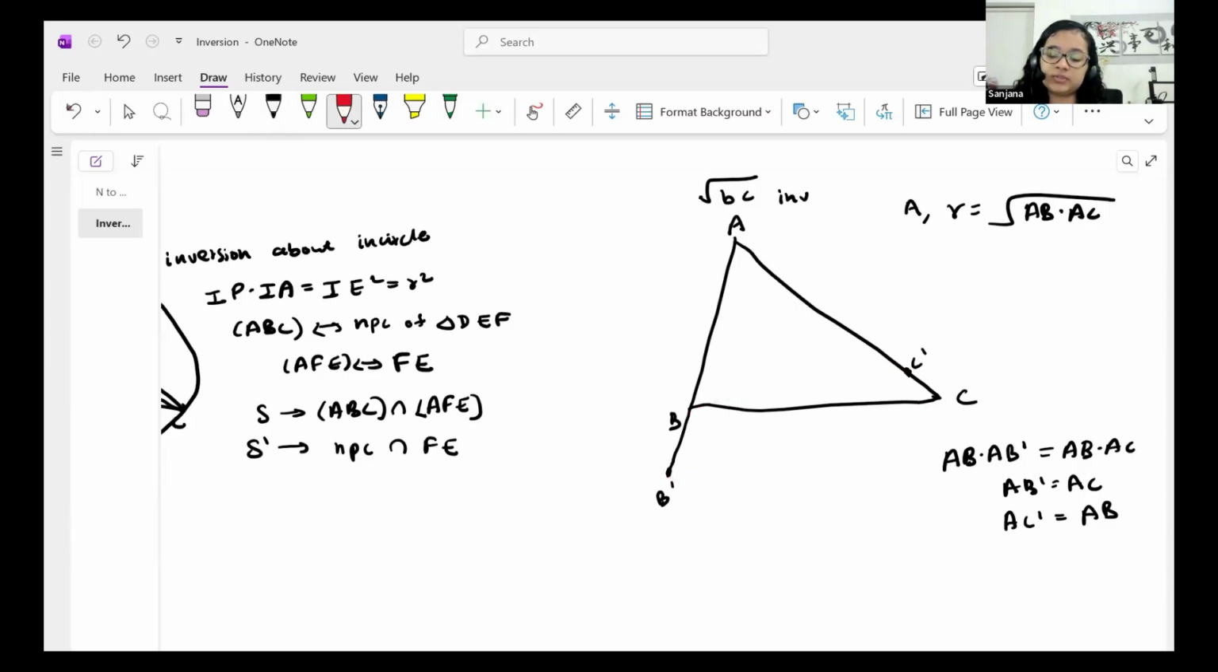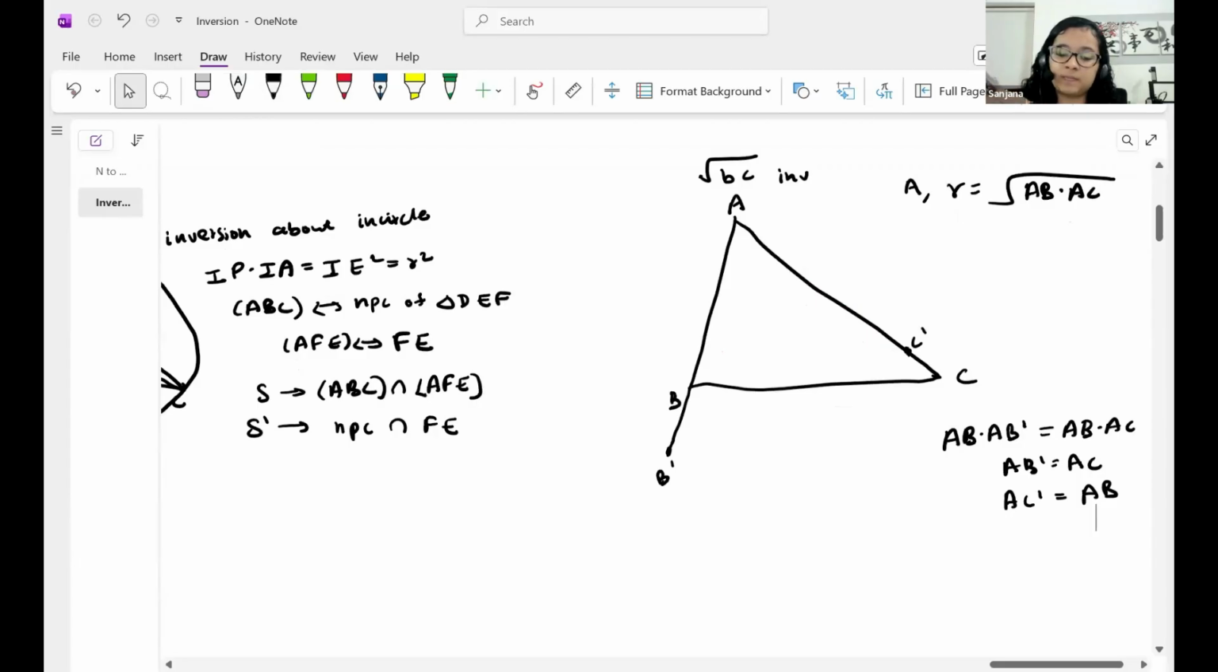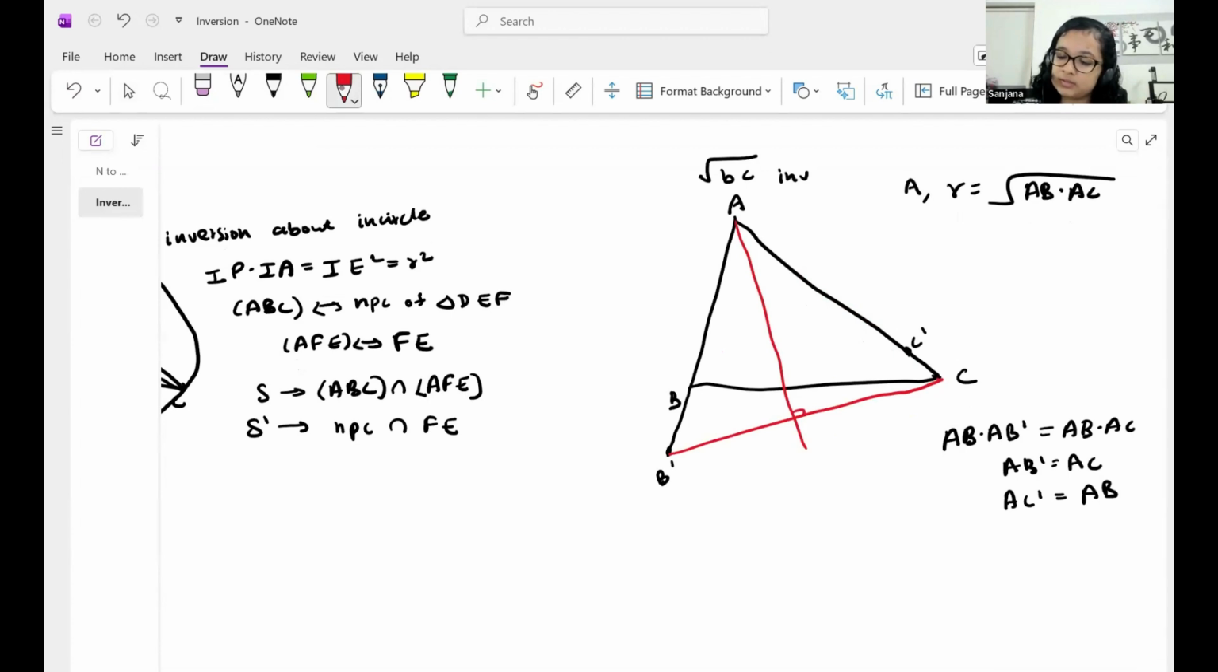So now what we do is, we want the length AC to go here. So what we do for that is, we reflect both of these points about the angle bisector of A. And what happens if we do that? Since this triangle is isosceles, B dash goes to C and B goes to C dash.